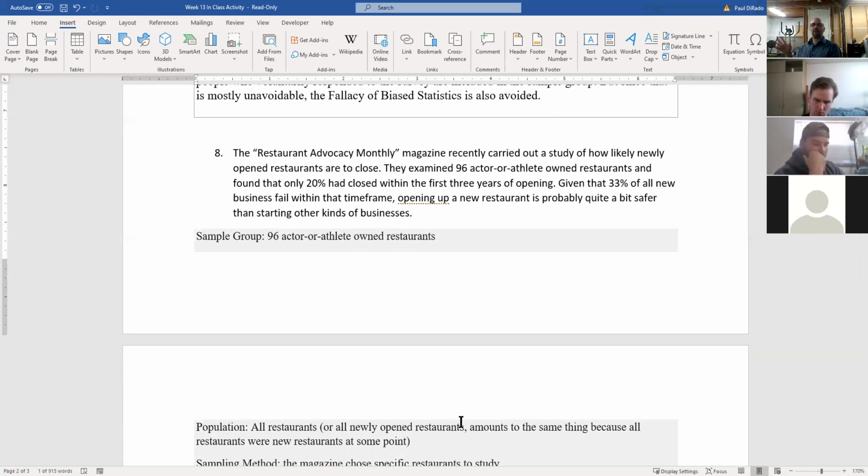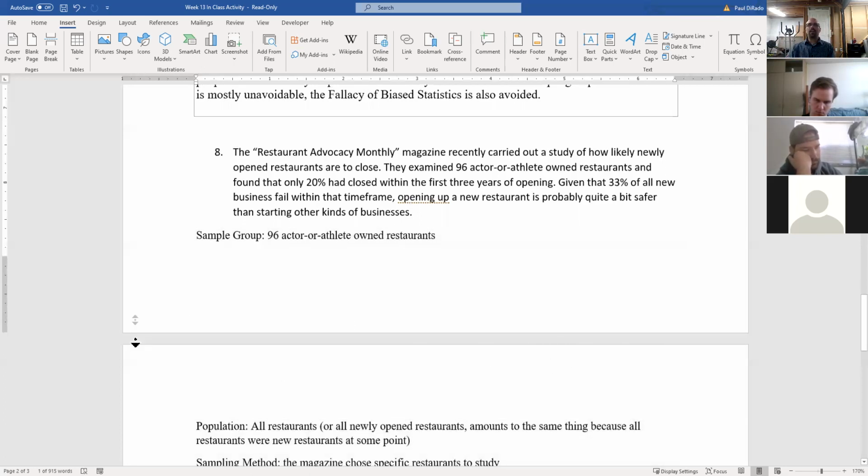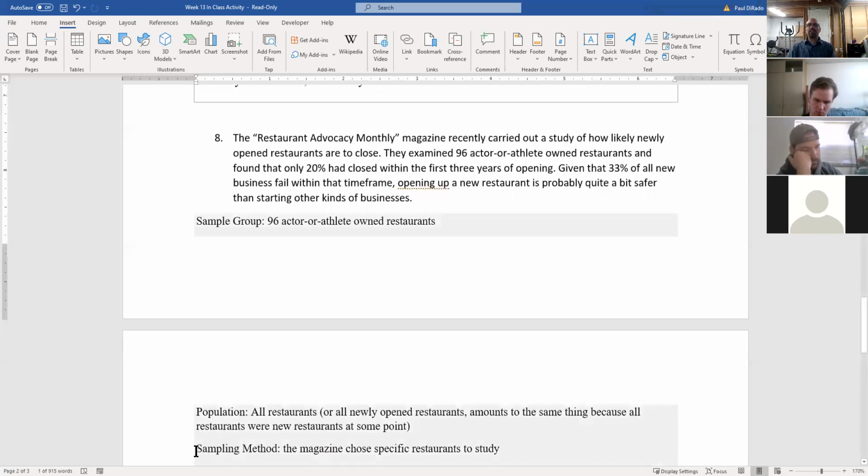So they would overlap. Maybe, given the topic, new restaurants is a slightly better way of putting it. But all restaurants were new restaurants at some point, so the distinction just doesn't matter. Either would be fine on an exam here. All right. In this case, here's where we need to identify our sample method a bit more precisely. So here, we're not using stratified randomness. Indeed, we're not using randomness at all.